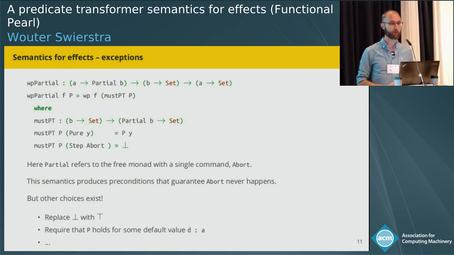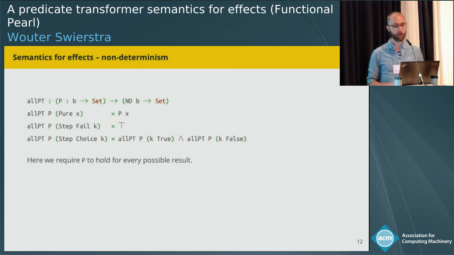There are other choices here as well, right? Whenever you define a syntax, you have a choice for semantics. Instead of bottom, I could choose top. Then I would have the weakest precondition that guarantees that if you return a result, it will satisfy P, but it doesn't tell me if the result will be returned or not. Or I can require that P holds for some default value that I'd like to return. And there are other choices again.